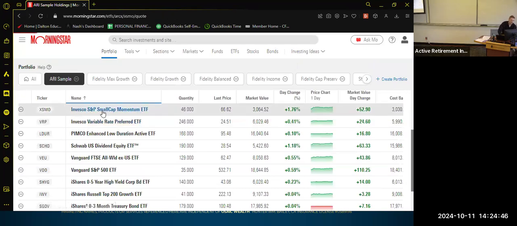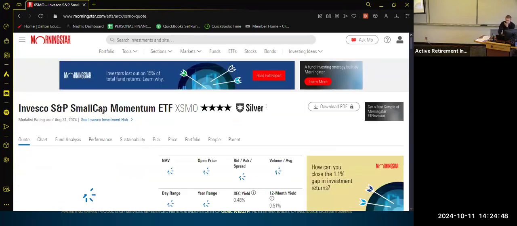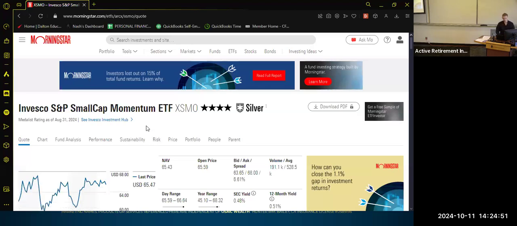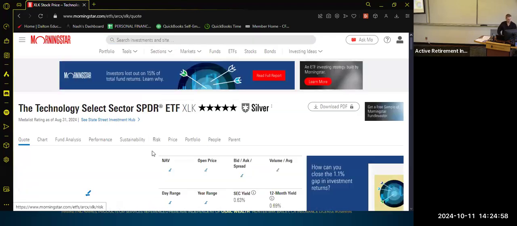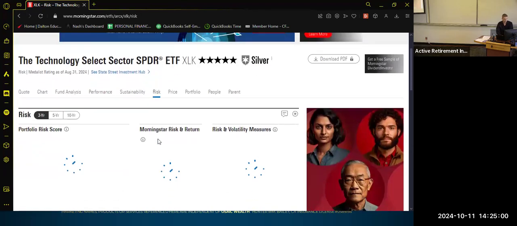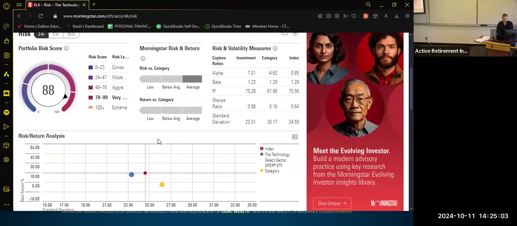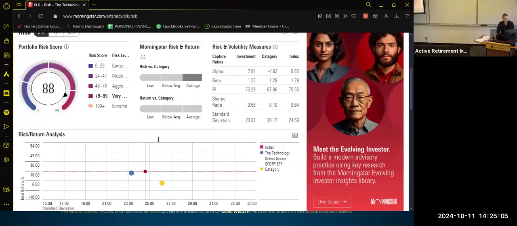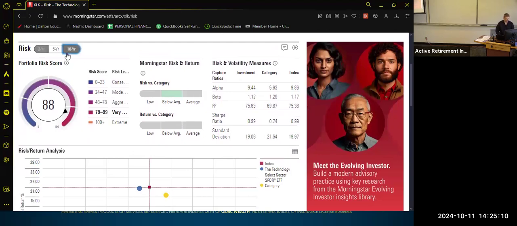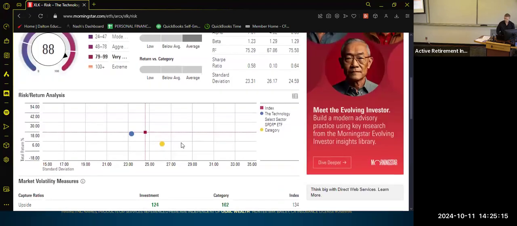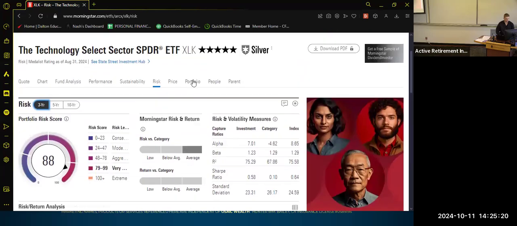We can look at this one. XLK. Oh, XLK. Okay. Yeah, those tech funds will do that for sure. Sector funds, standard deviation of 23. We bump it up to 10 years, still almost 20%. But probably a lot of similar stuff that we're used to seeing.